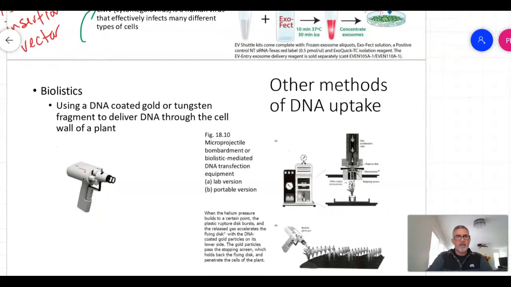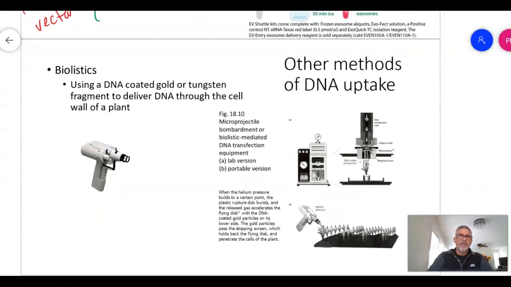Another kind of interesting tool we have is we can insert via biolistics. Biolistics uses a gun. Ballistics is the study of how bullets travel, so biolistics, kind of cool. I wish I could play with one of these at one point. It uses DNA-coated gold or tungsten. Tungsten is a very dense metal. These are microfragments, really small, to deliver DNA through the cell wall of a plant.